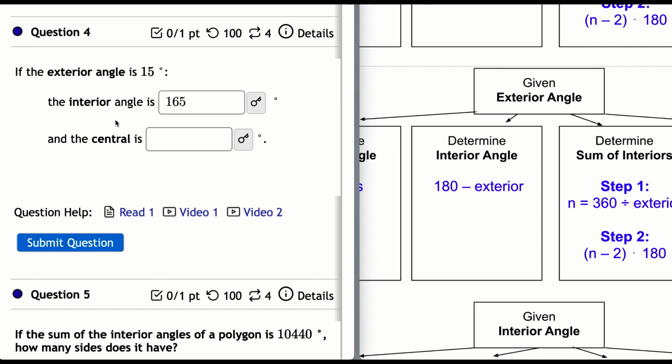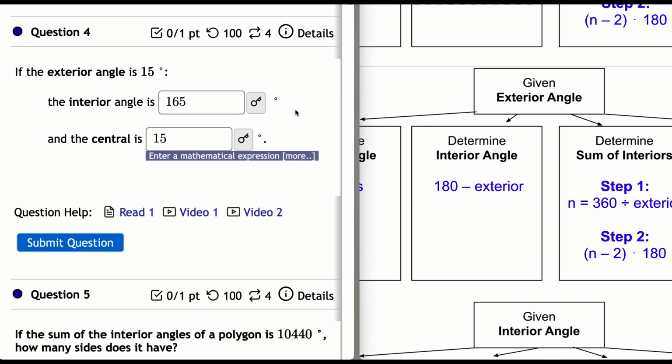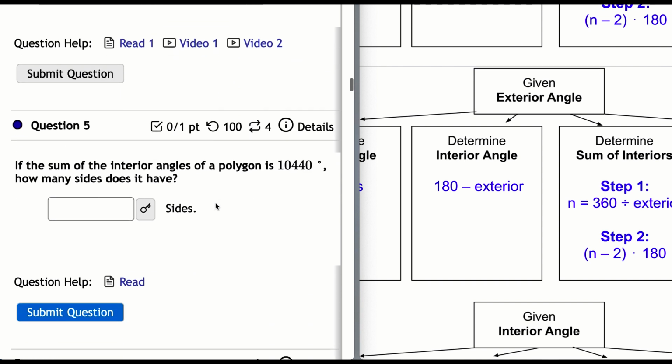Again, if you have an exterior angle of 15 degrees and it asks you what the central angle is, hey, wait a minute, remember, central angles and exterior angles always match. So I'll just put 15 in this blank right here because I know the exterior and the central always match. Submit that, and I hope you can get that to turn green as well.